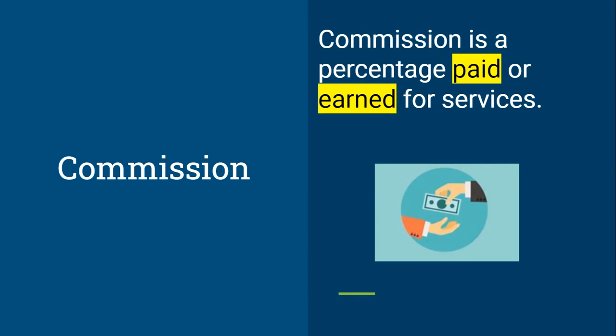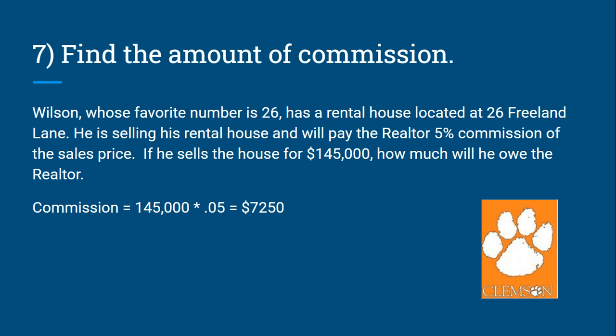All right, now let's look at another percent application, which is called commission. Commission is a percentage paid or earned for services. So Wilson has a favorite number, which is 26. So one day he built a rental house and he actually owns his own lane in this city. So the rental house is located at 26 Freeland Lane. Now he decides to sell this rental house, so he's going to hire a realtor, which is a person obviously who sells houses, and he's going to pay that realtor 5% commission of the sales price.